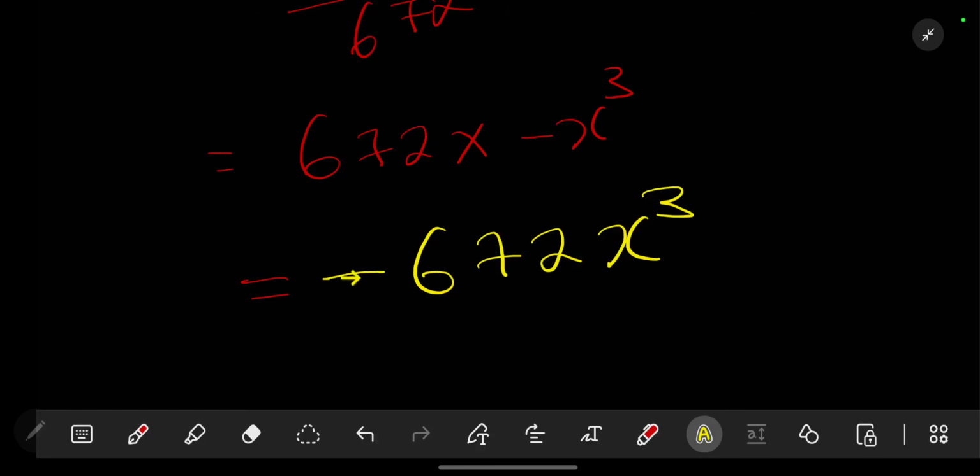So this is the value that we have gotten. So this is our term number 4 like that. So that is how we find any specific term. Let's move on to our next question.